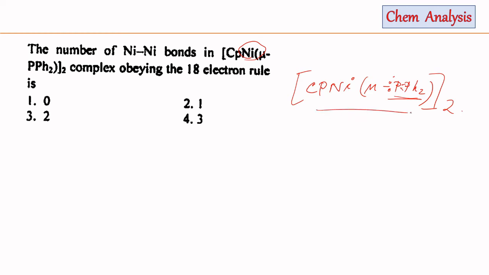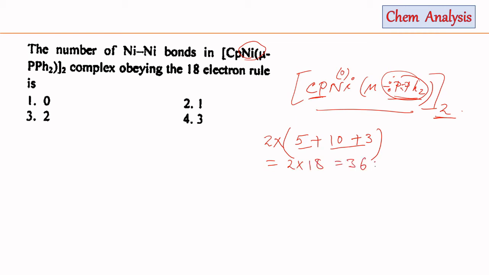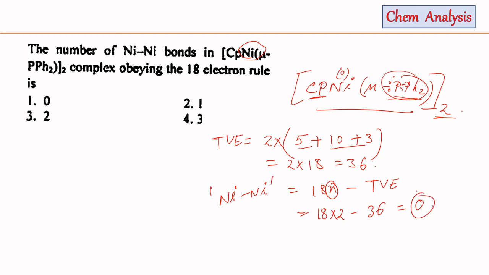If you count the total number of electrons in this complex, there will be a multiplication by 2 since it is a dimer. For Cp, if we consider it as a neutral ligand, it will contribute 5 electrons. Nickel is in the 0 oxidation state, so it will contribute 10 electrons. And the PPh2 ligand will contribute 3 electrons, so the total is 10 plus 5 plus 3, that is 18, so 36 electrons in total. The number of nickel-nickel bonds will be 18n minus the total valence electrons, that is 36. Here n is equal to 2, since it is a dimer, so there are 2 metal centers, 36 minus 36. Therefore the number of nickel-nickel bonds will be 0. There will be no nickel-nickel bonds.